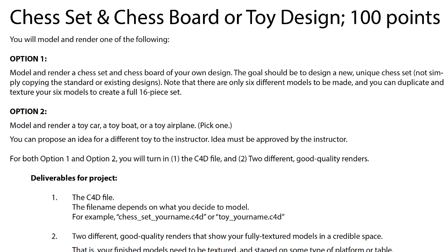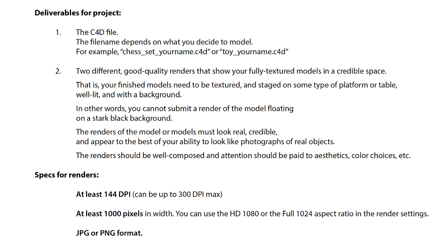All right, so you're going to turn in your Cinema 4D file, and the file names are right there in the specs. And you're also going to turn in two different good quality renders that show the models in a credible space. So, in other words, your finished models need to be textured, have materials on them, well lit, and staged on some kind of platform or table, and have a background. So, like, if you're making a toy, pretend it's a product shot for the toy, so just set it up, light it well.